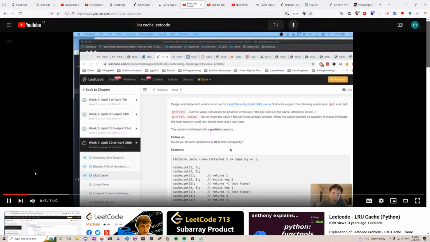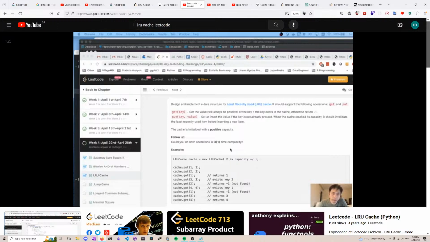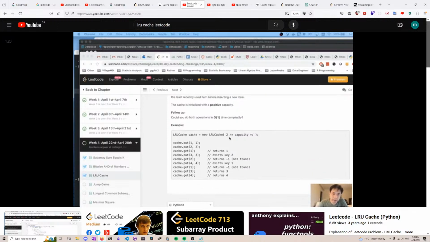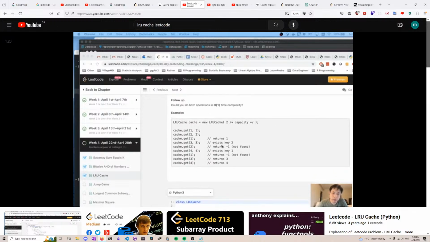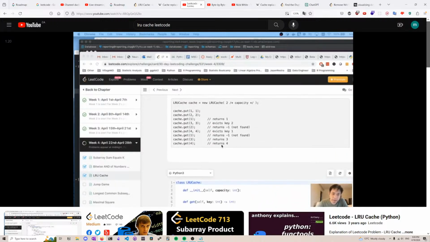new item. So basically, if we're putting in a key, that would be the most recently used one. If we have gotten it as well, that would also be recently used. So it's whatever key that's not either gotten or put in. The cache is initialized with a positive capacity, got it. And there's a follow-up: could you do both operations in O(1) time complexity? So we'll ignore that for now. I don't know if I can accomplish that.